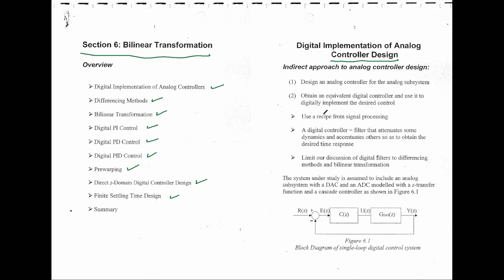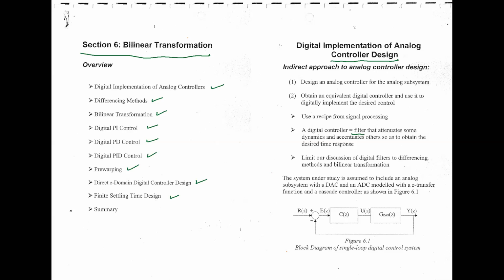To do this, we will use a recipe from signal processing. A digital controller is basically a digital filter that attenuates some dynamics and accentuates others so as to obtain the desired time response. If you have learned about filters, you know that you have filters like low pass filters, which don't attenuate low frequency signals but attenuate high frequency signals, for instance. Similarly, a digital controller can be designed for a particular range of frequencies or dynamics. It will attenuate some dynamics and accentuate the others.